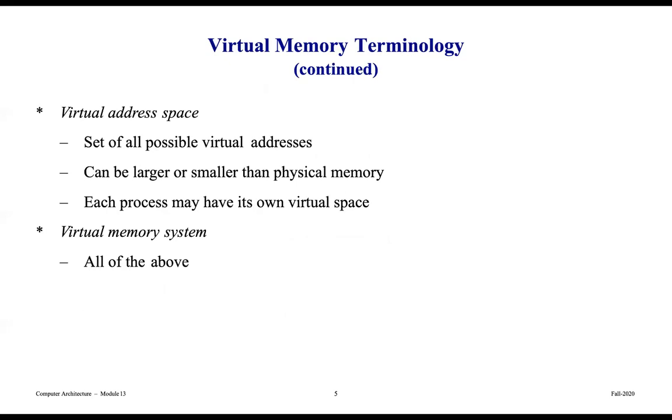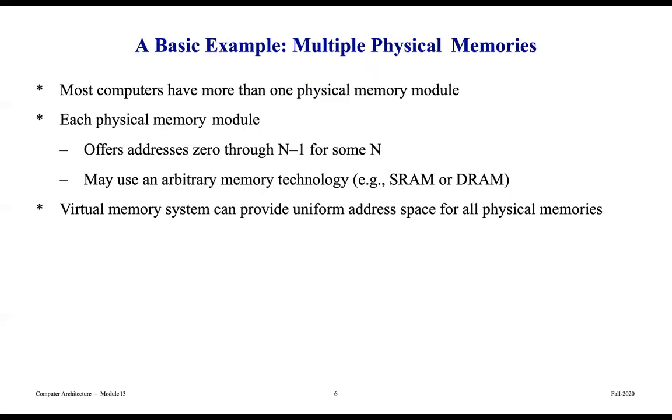And a few other things, virtual address space. It's the set of all possible virtual addresses. It can be larger or smaller than the physical memory. Each processor may have its own virtual space. And finally, virtual memory system. This would be a system that contains all of the things that we just mentioned.